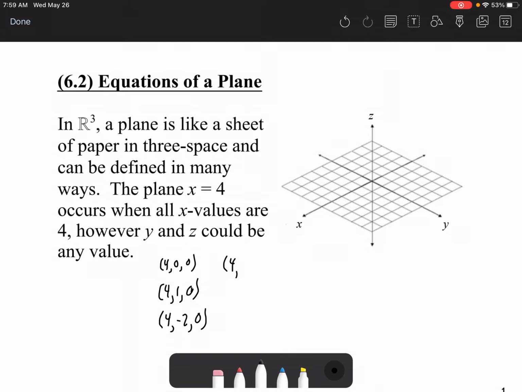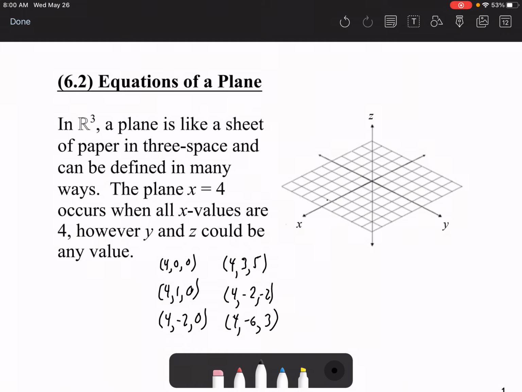Could be (4, 3, 5). Could be (4, -2, -2). Could be (4, -6, 3). It doesn't matter what the y and z values are, as long as the x values are all 4. So let me show you how you actually draw this.